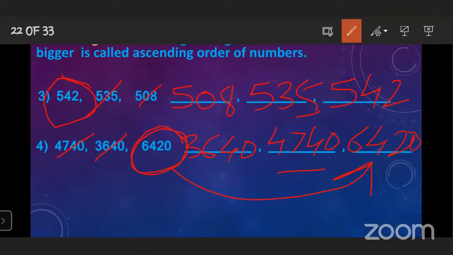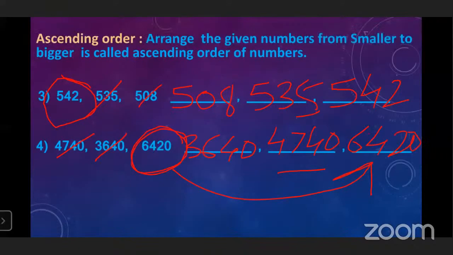Means we can say that 3,640 is the smaller number from these three given numbers, and 6,420 is the bigger number from these three numbers. Okay, understood? Yes, sir.